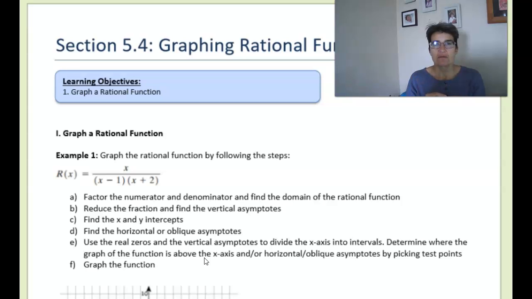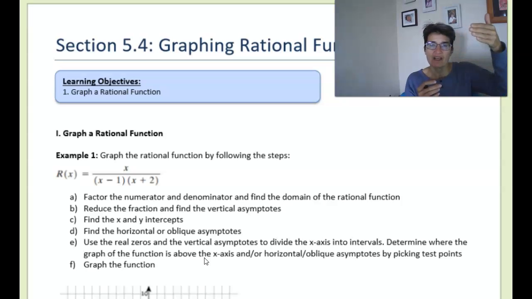Right? So the function should have a graph everywhere except for where the vertical asymptotes are. The function is not defined there, so the graph will not cross them. But it should have a graph for all the other points, because all the other points are in the domain. So you can't leave any of the sections empty. All of them have to have some sort of curve in them.